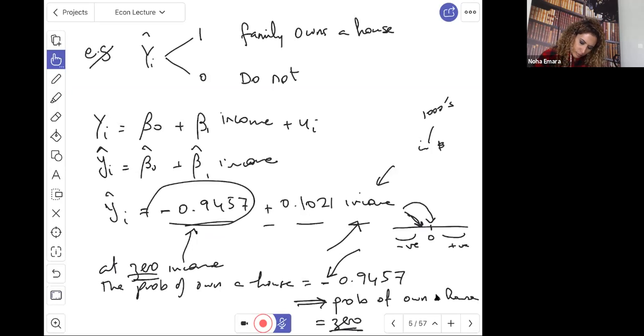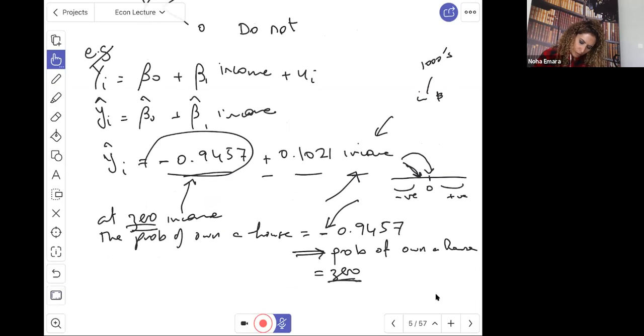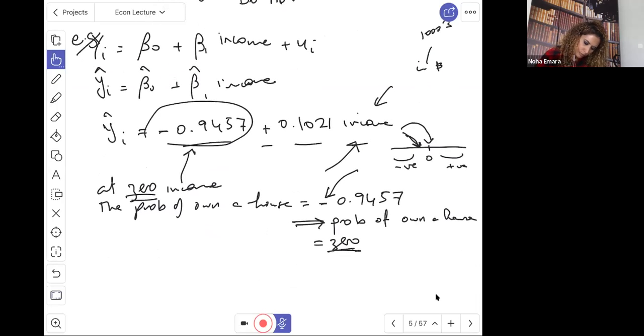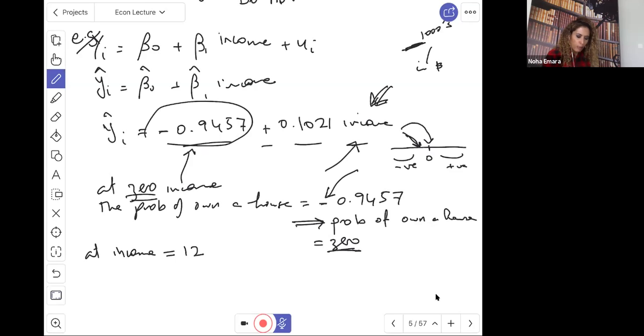Next, I want to find out, suppose you have this question, what is the probability of owning a house if the family has 12,000 income per year? And remember, my unit of measurement is 1,000. So if I ask you this family has 12,000, then all you need to do is to plug in here the value, which is 12, right? Because I said at the beginning that it's in thousands.